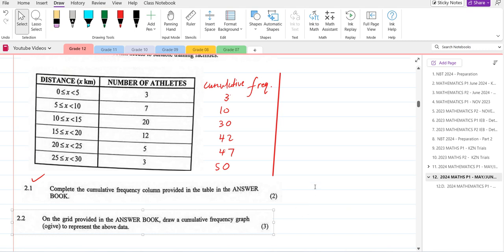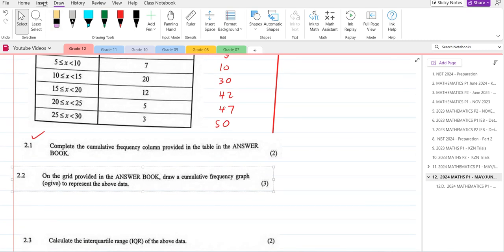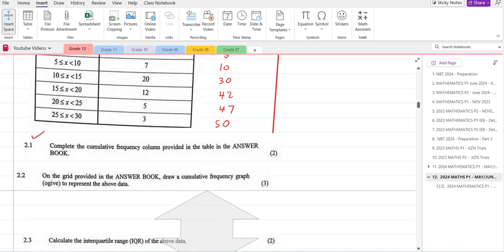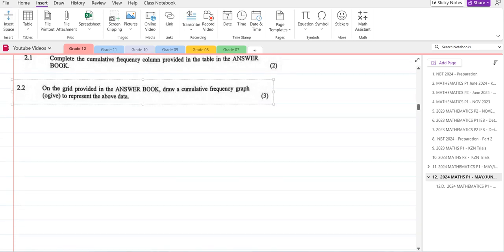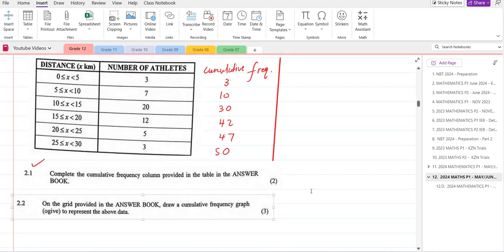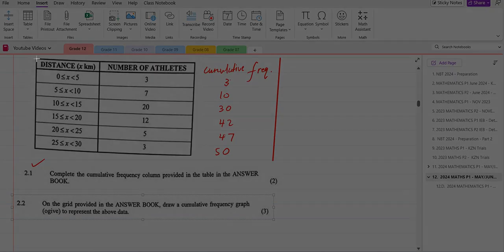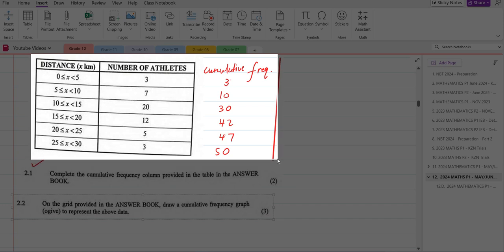Now I don't have the answer sheet, so I'm going to draw the Ogive curve right here. Now how do you draw the Ogive curve? We need the upper class boundary and the cumulative frequency. So let me just copy this for you, to check what points we need.